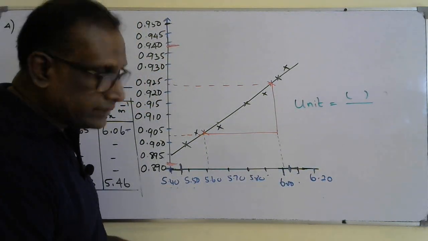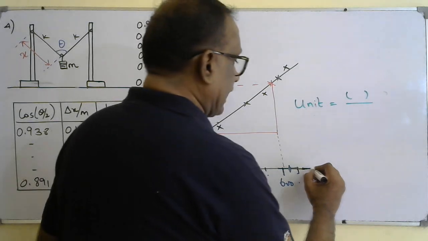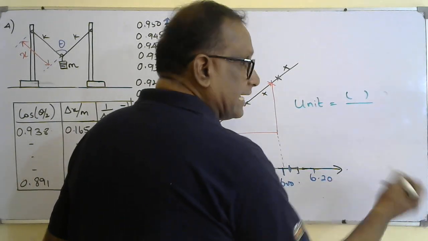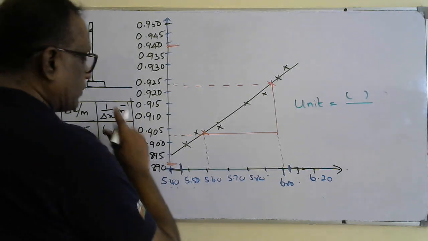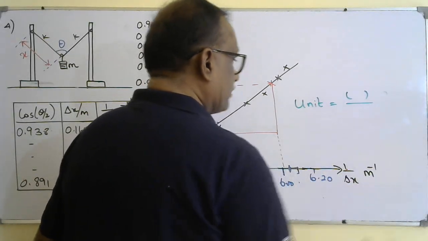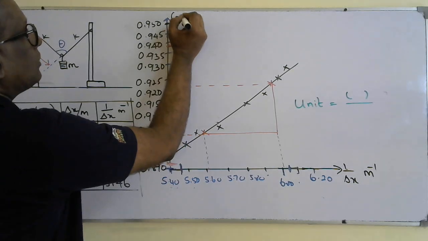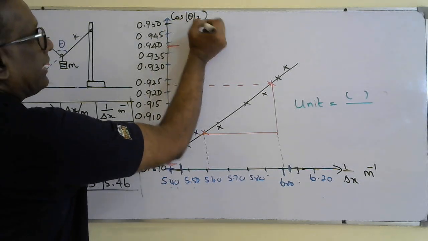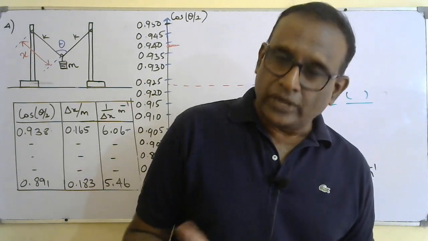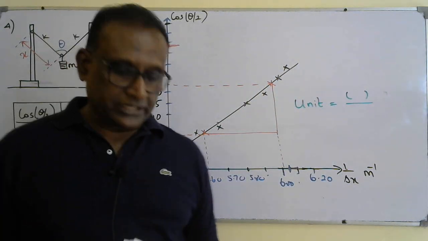When you are drawing a graph, you must name the axes. Normally students may forget to do this. Name the axis and its unit. So here the x-axis is 1 over delta x, per meter you have to mention. Here cos theta by 2 does not have any unit. Okay. So when finding the gradient, you have to include the unit also.